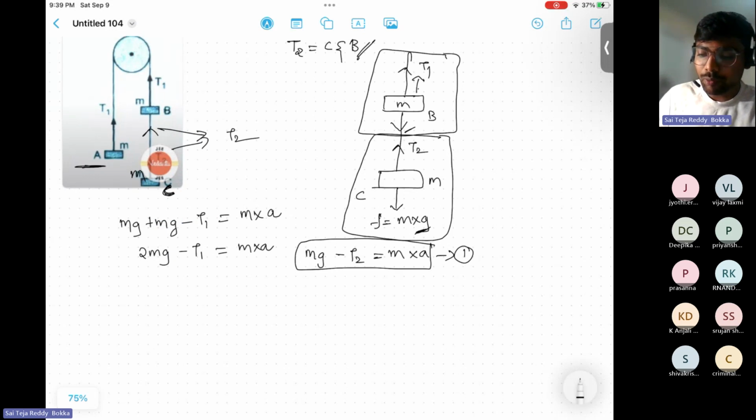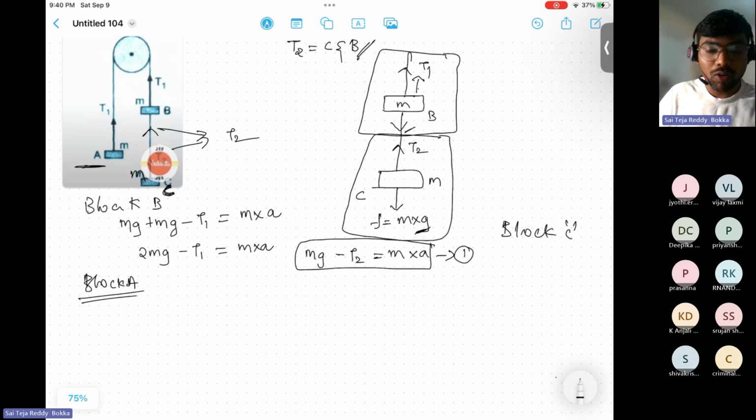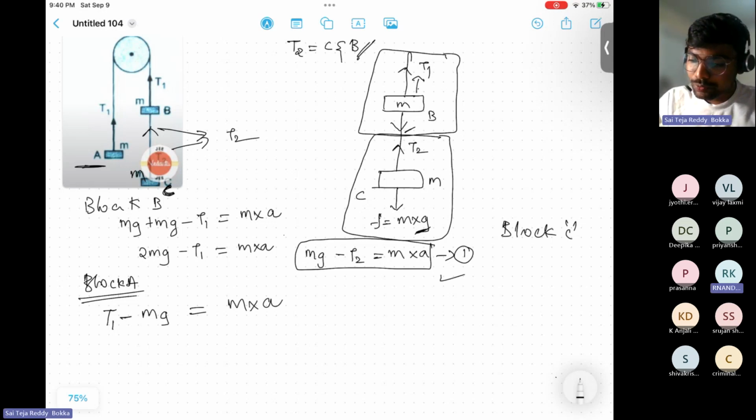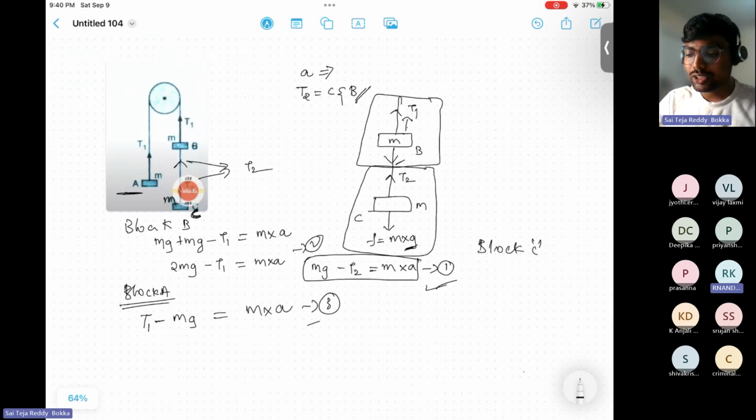Now when you are resolving for block A, this was for block B, and this was for block C. For block A, it would be T1 minus mg, not mg minus T1. So T1 minus mg is equal to mass into acceleration. So you have equation number 1, equation number 2, and equation number 3. By solving these three equations, you get the acceleration.